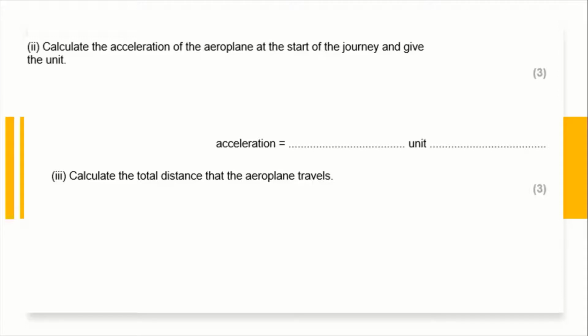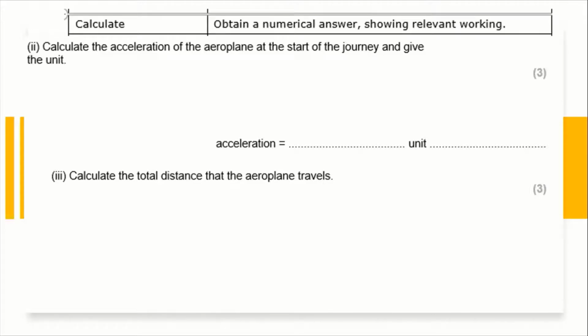Calculate the acceleration of the aeroplane at the start of the journey and give the unit. Now in this case, what is the command word? What is the command word? Calculate the acceleration. Calculate is the command word.